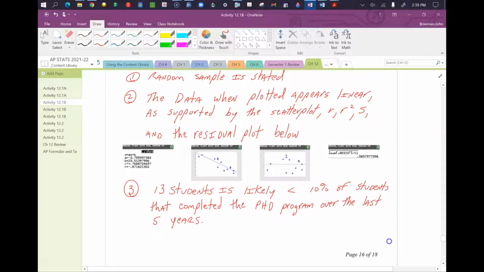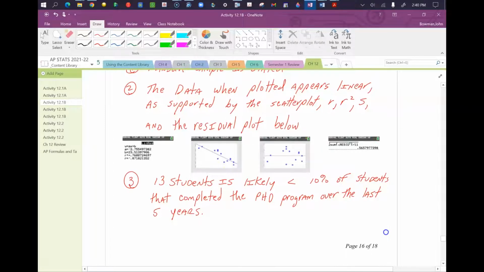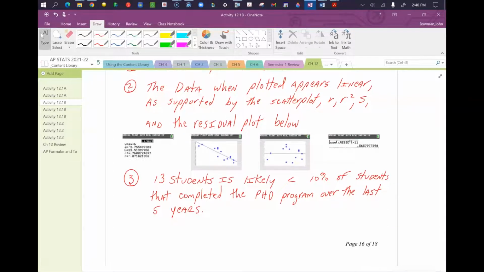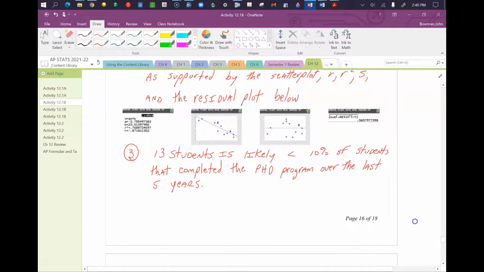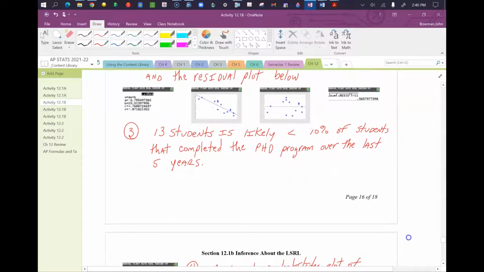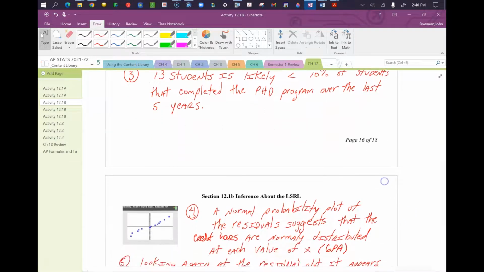I put this data in my calculator, and the data plotted appears linear. It's supported by the scatter plot, the values of R, R squared, and S, and the residual plot. You can see small printouts of those below. That's all stuff you'd have to check on your calculator. The 13 students is likely less than 10% of students that completed the PhD program over the last year, so it seems reasonable we meet the independence condition.